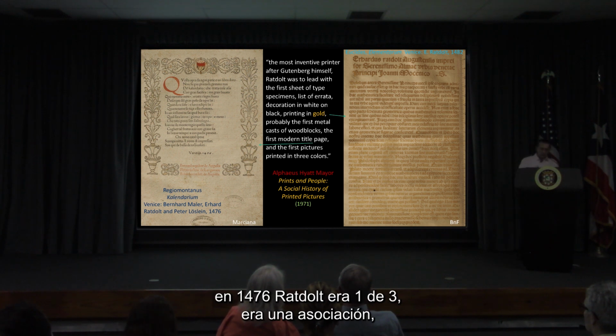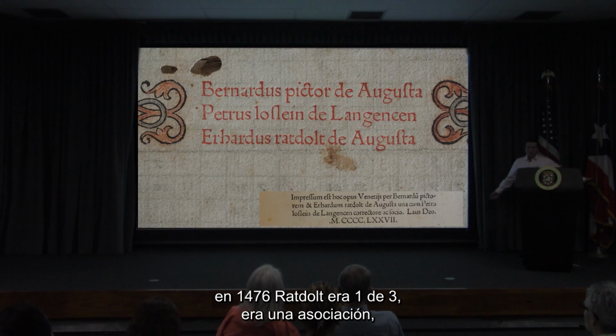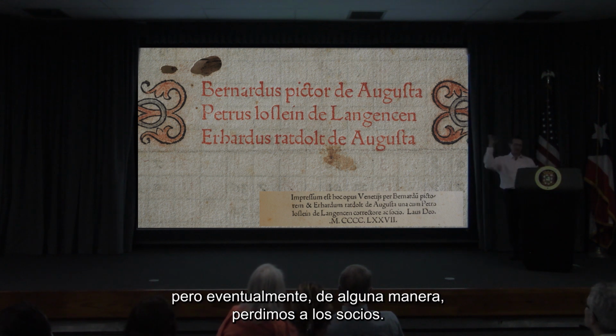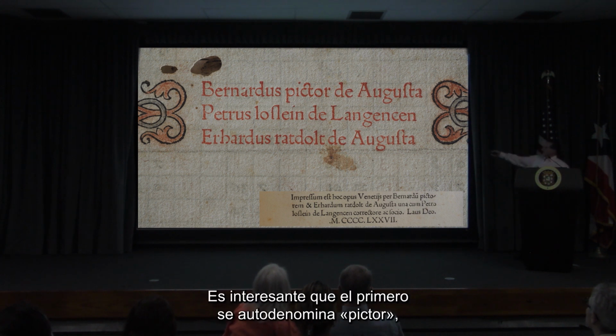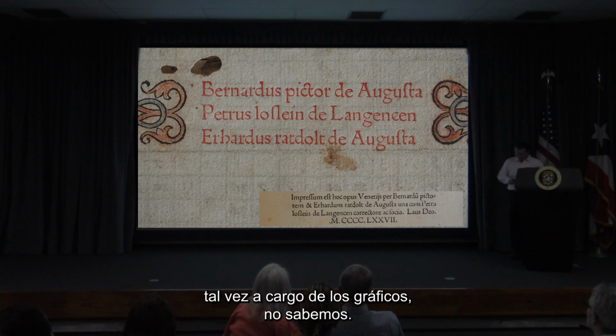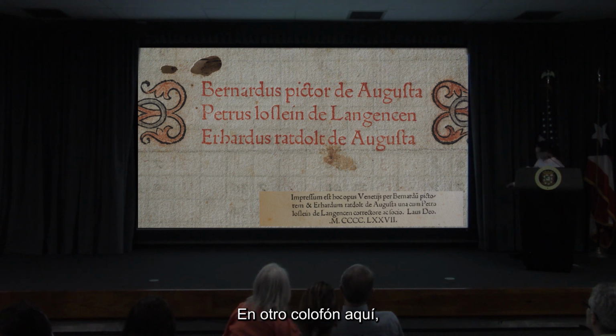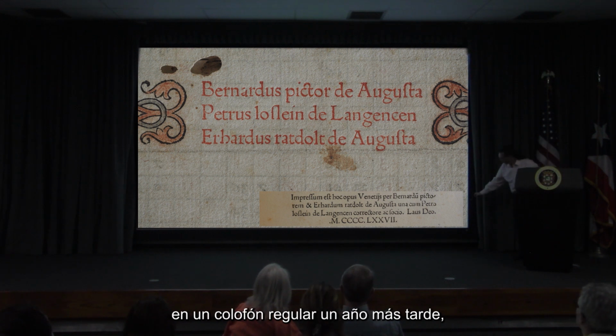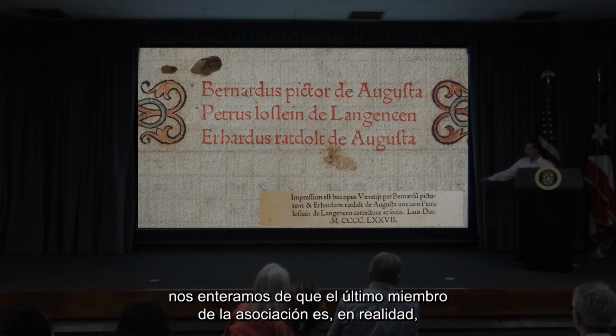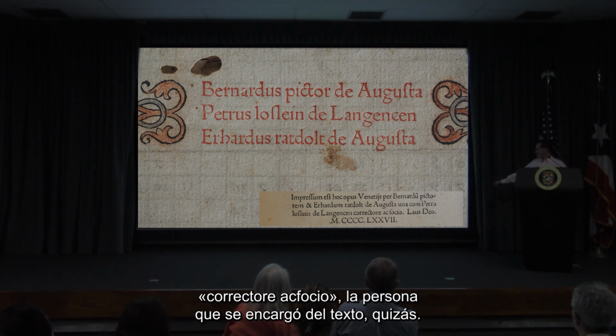Well, Ratdolt in 1476 was one of three. It was a partnership, but eventually we lost the partners somehow. And what is interesting is that the first one called himself Victor, maybe in charge of the graphics, we don't know. In another colophon here, this is in the first page of the Calendarium, in a regular colophon the year later, we learned that the last member of the partnership is actually a correctore ac socio, so the person that looked after the text, maybe.